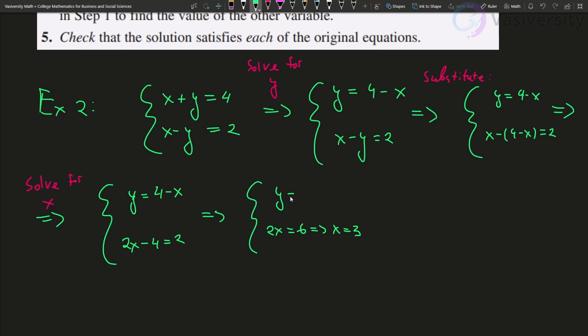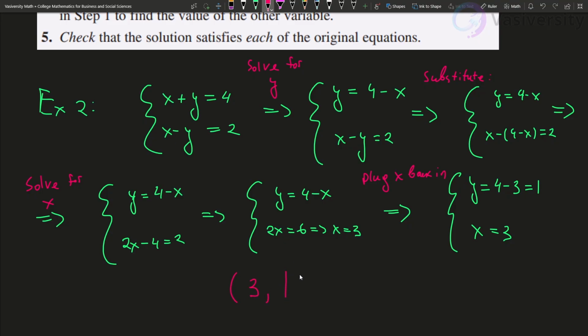And we still have y is equal to 4 minus x. So now plug x back in. And we will have y is equal to 4 minus 3, which is equal to 1. And x is equal to 3. So our ordered pair is going to be (3, 1). Okay? That's our solution to the system of the 2 equations. Right, perfect. And so now, let's actually take a look at some of the applicational formulas.